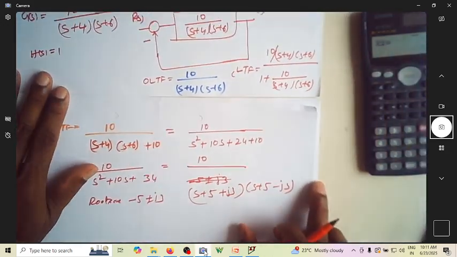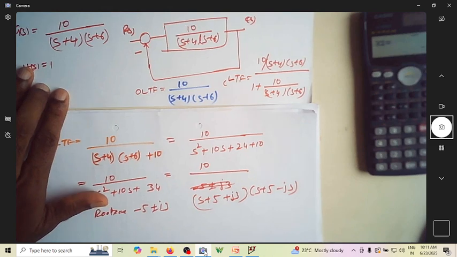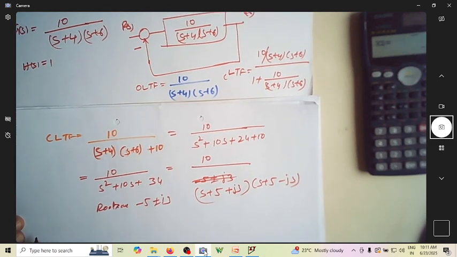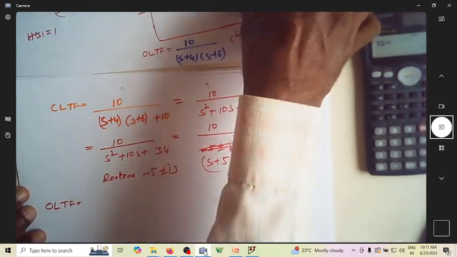So now let us talk about poles and zeros of the transfer function. So I have my open loop transfer function. The open loop transfer function is given by this.